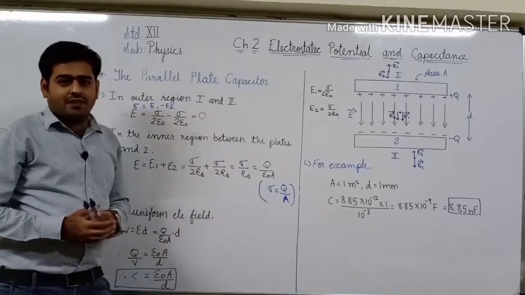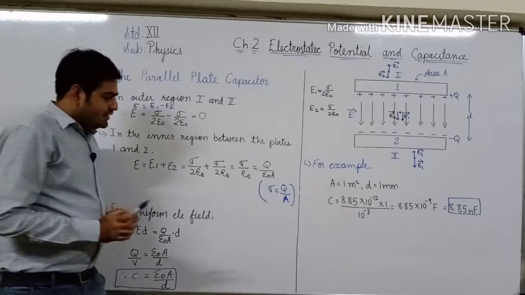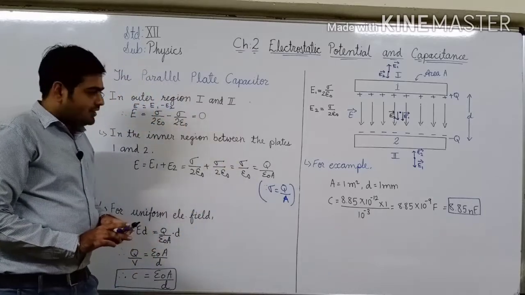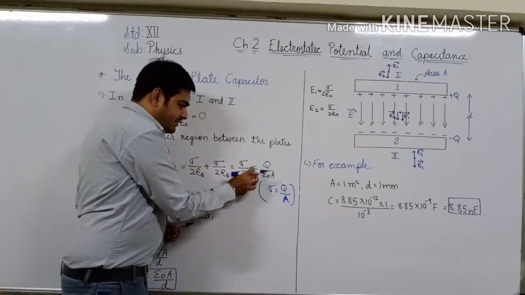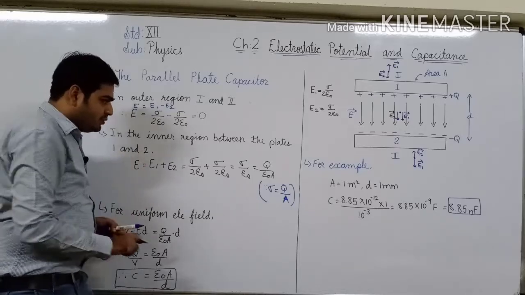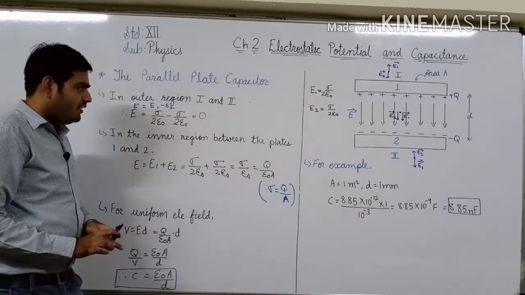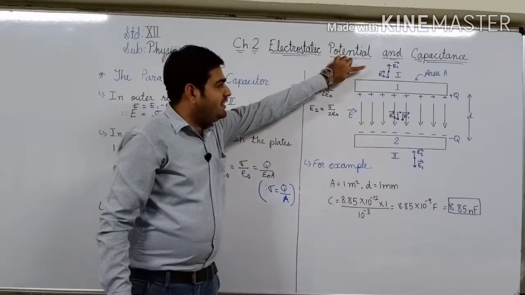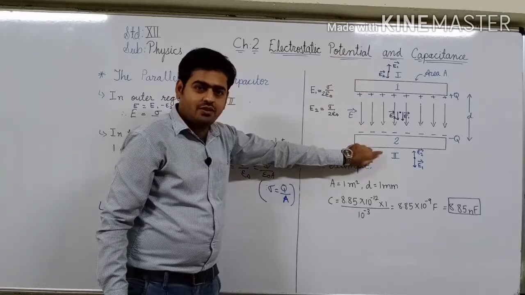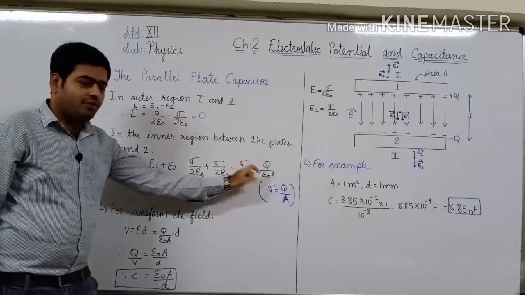And what is the formula of surface charge density? It is nothing but charge per unit area. Charge per unit area is called surface charge density. So sigma is Q by A. So we can write the net electric field between plates 1 and 2 as Q upon epsilon naught A. Electric field in region 1 is 0. Electric field in region 2 is 0. But between the two plates of the capacitor, electric field is Q upon epsilon naught A.